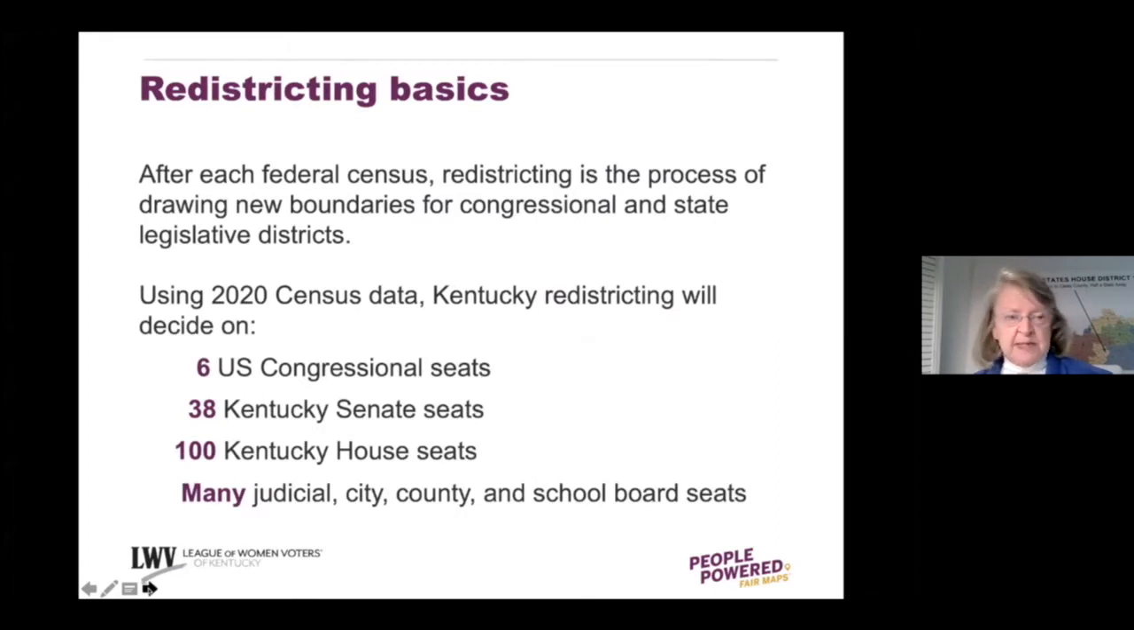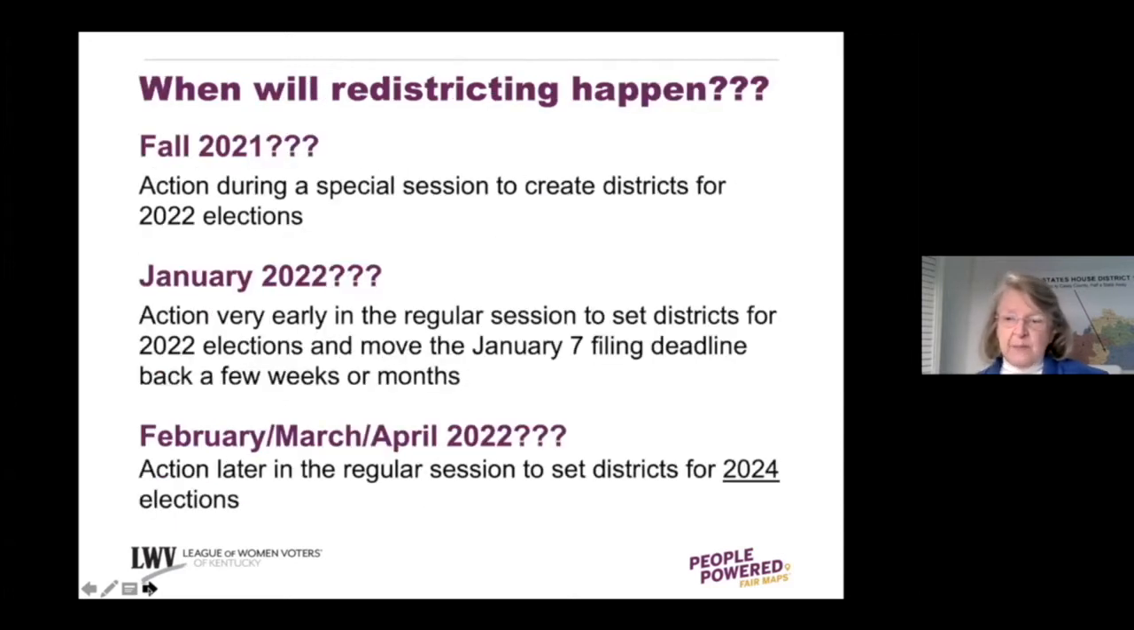So as Professor Dunman said, after every 10-year census, legislators are tasked with redrawing the boundaries for congressional and state legislative districts. And the 2022 census that was just released rather late in September will allow us to redistrict our 6 congressional seats, our 38 Kentucky Senate seats, and our 100 Kentucky House seats. And then that data will also be used for a number of local districts, city, county, school boards, judicial, that kind of thing.